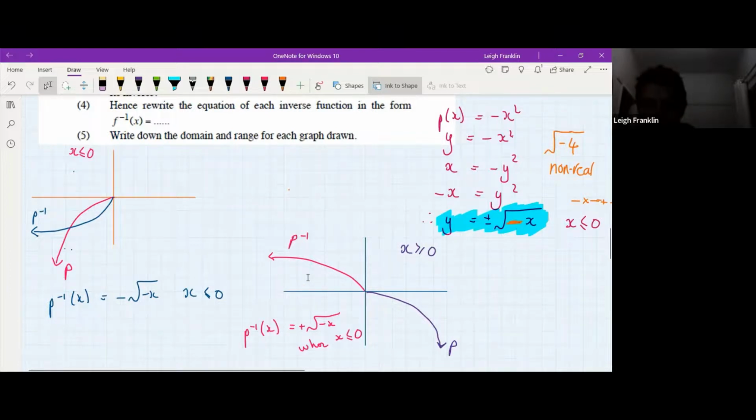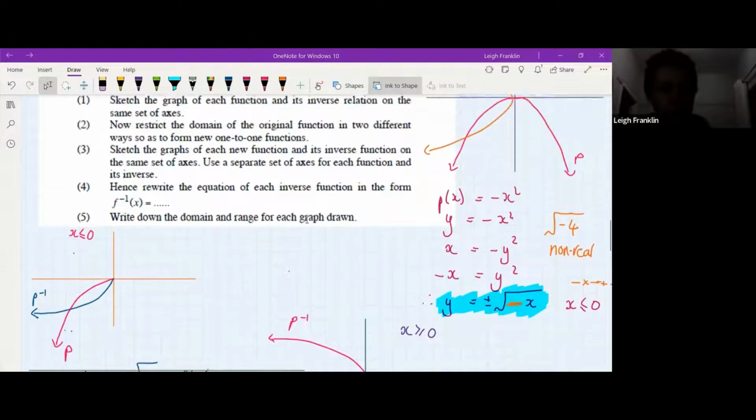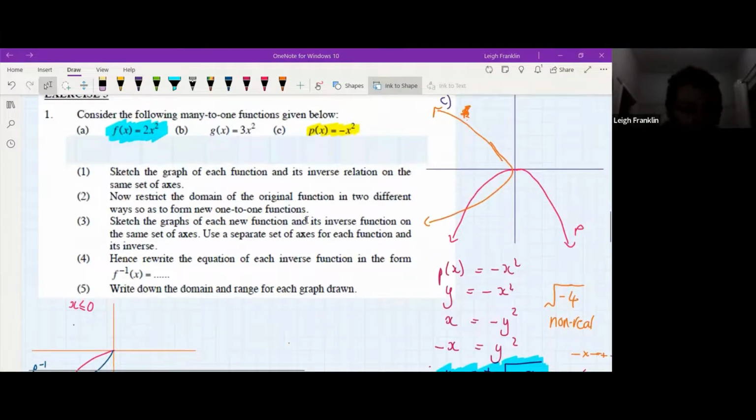Everybody happy with that? So I think it's important for you to see what it would look like in its inverse form when the coefficient of x squared is -1, or is negative. Okay, everybody happy with that? So I sort of tried to condense it a little bit and do a bunch of stuff all at the same time.